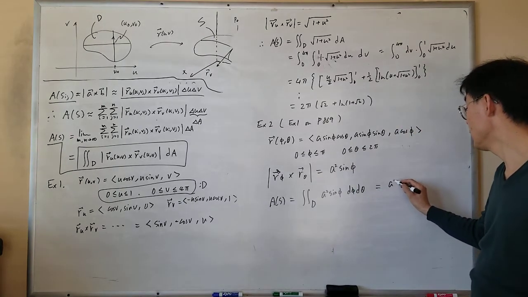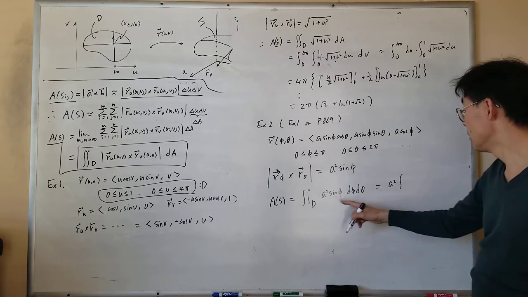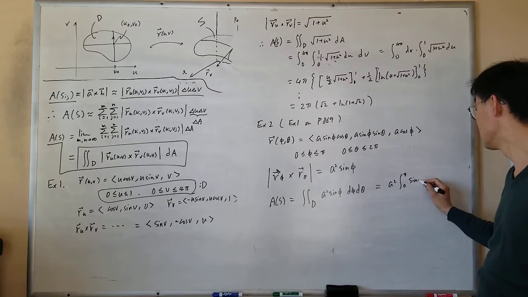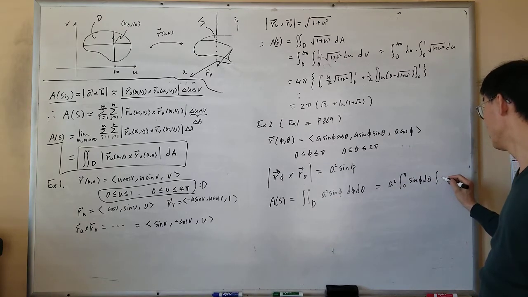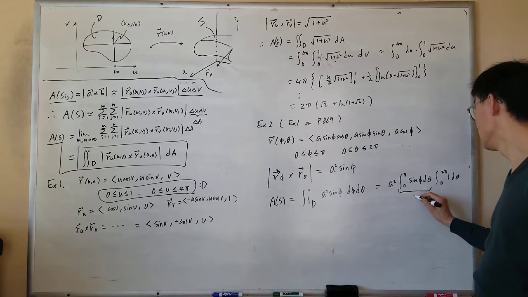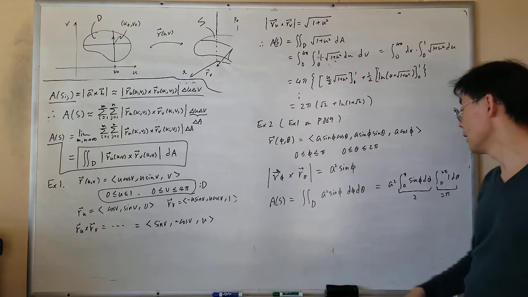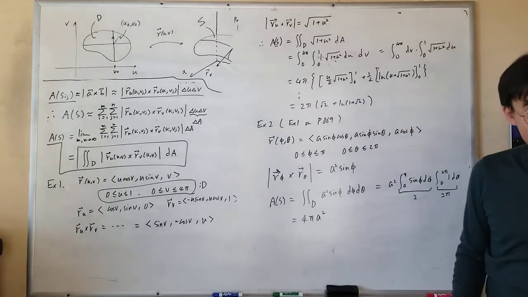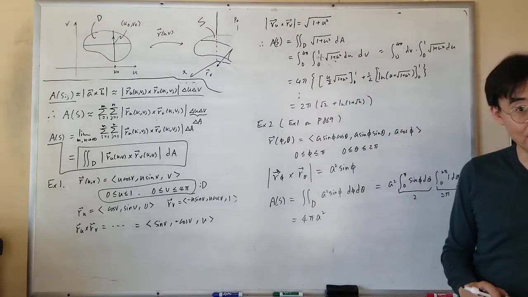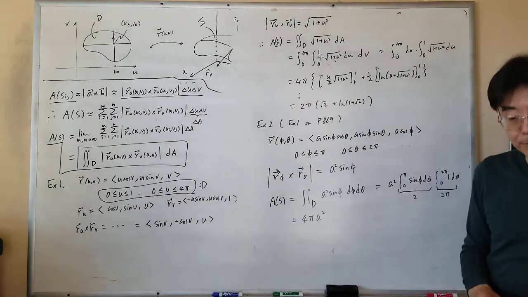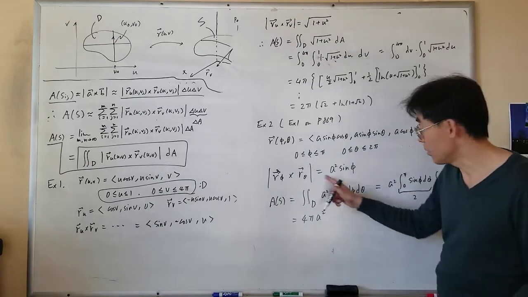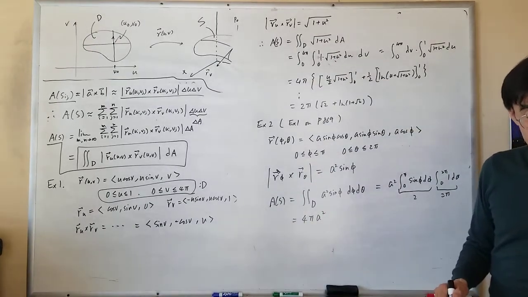The a squared comes out. Phi runs from 0 to pi, an iterated integral, separable. The phi integral gives 2, and the theta integral gives 2 pi. That's why you get 4 pi r squared, the surface area of a sphere formula. Just proved. But the details of this calculation, I refer you to the textbook.